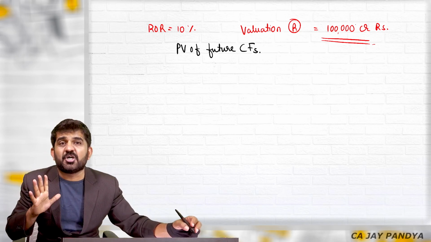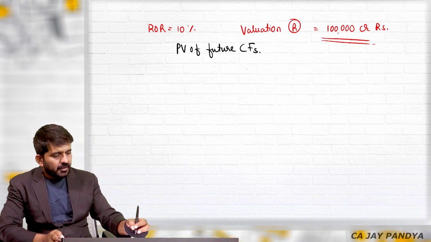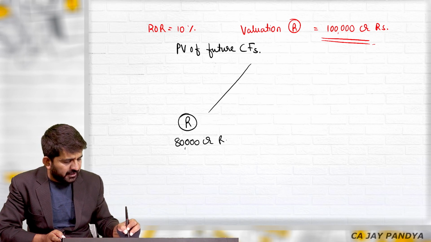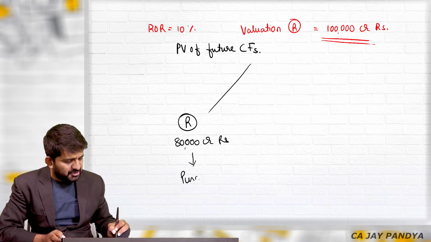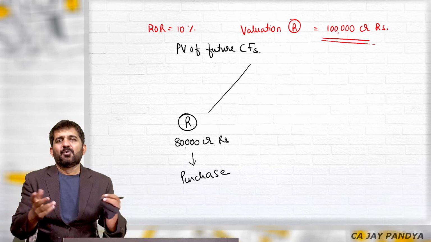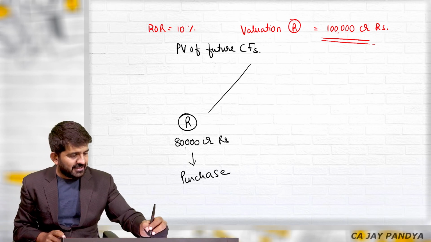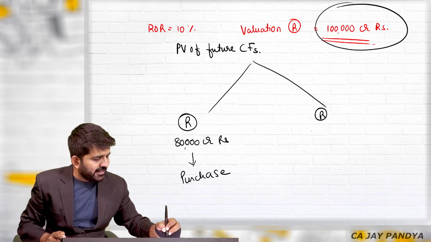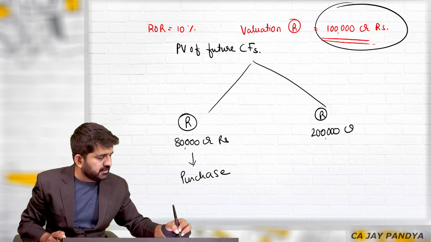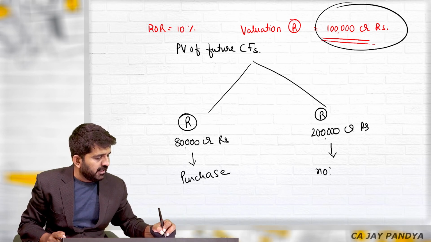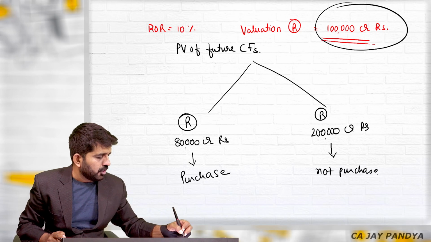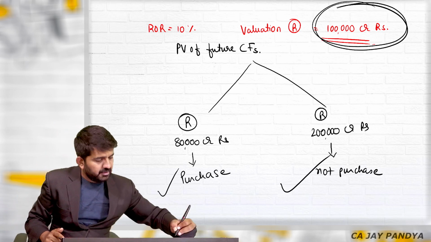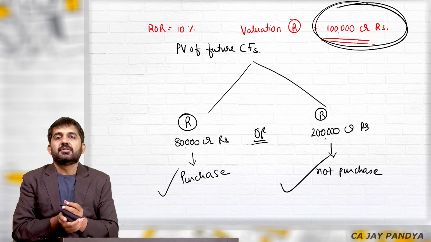What is my valuation of Reliance? 1 lakh crore rupees. Reliance is ready to sell at 80,000 crore rupees. I will purchase it. No one will sell it, but I am taking a hypothetical example. How this 1 lakh crore rupees will be useful to you? Reliance is ready to sell at 2 lakh crore rupees. I will not purchase it. See how this 1 lakh crore rupees is helpful to take the decision.